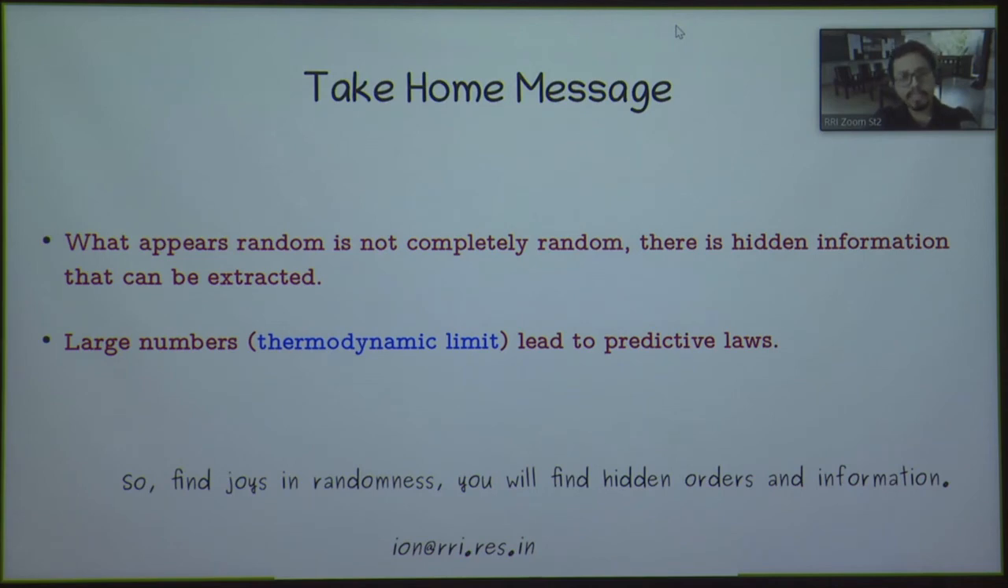So the take-home message is basically that what appears random to the naked eye is not always completely random. There's hidden information that can be extracted, and the law of large numbers, which we physicists typically call the thermodynamic limit, can lead to very predictive laws.